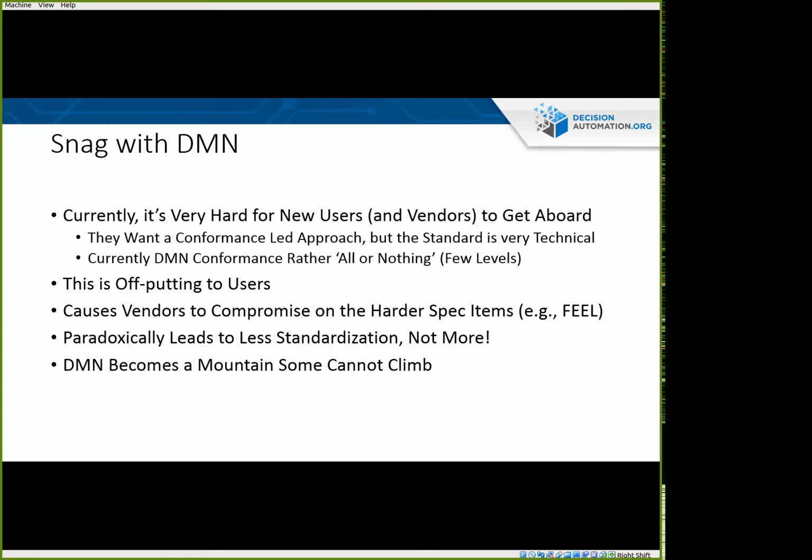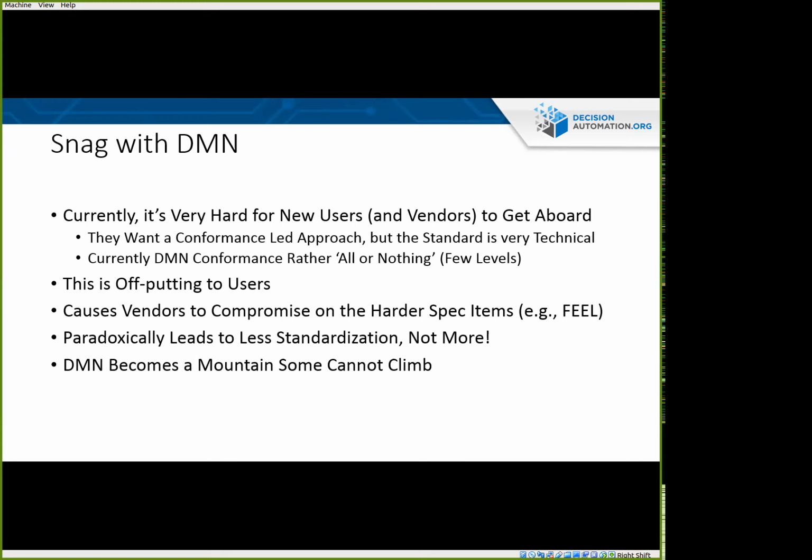And this is first and foremost, I think, because there are very few levels of conformance currently defined by the standard, and they are very far apart from each other. So there's a big step between the levels, and DMN therefore comes over as being a rather all or nothing affair. And I don't think that's true, and I think that it need not be the case. But this perception is rather off-putting to potential adopters, and it causes problems too with vendors.